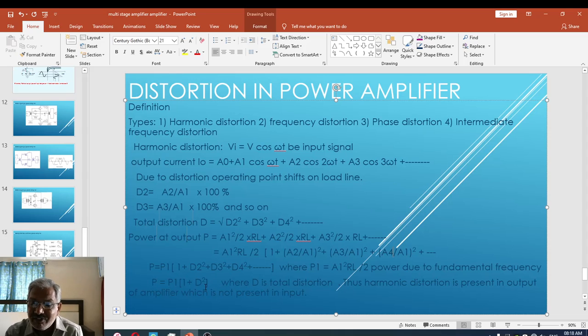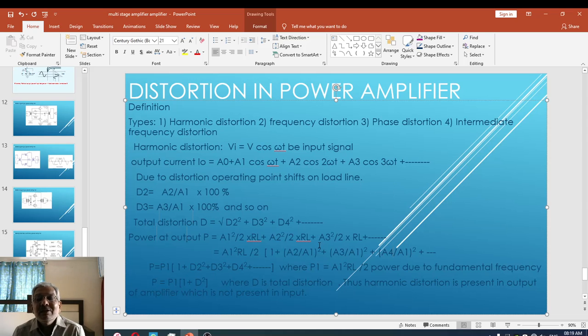So that represents a deviation or change in the output power, where D is the total distortion. Thus the harmonic distortion is present in the output of the amplifier which is not present in the input. So these are the details regarding the harmonic distortion.